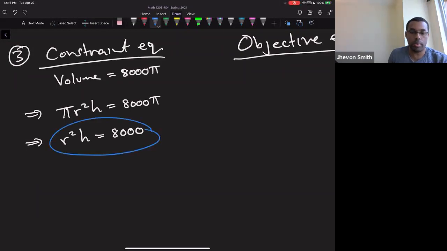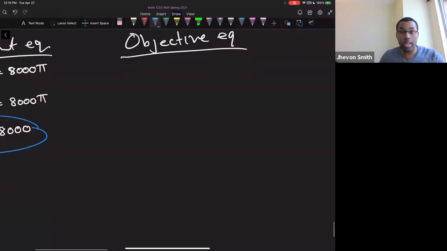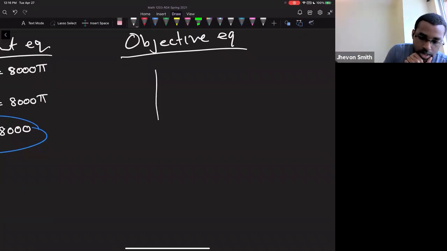So that's our constraint. The objective is a little bit more tricky, but I'm just going to tell you what the trick is here, quote unquote. How you find the surface area of a can.